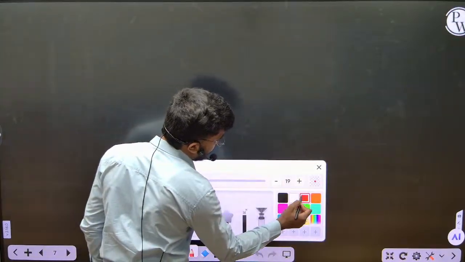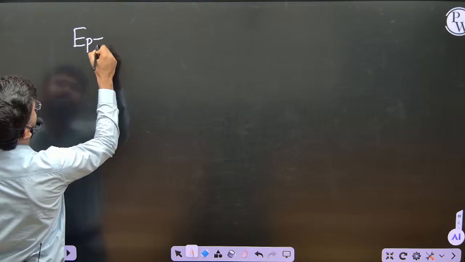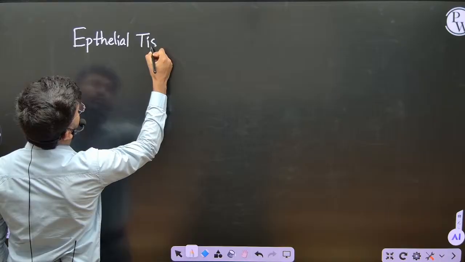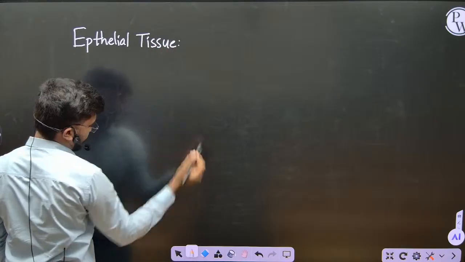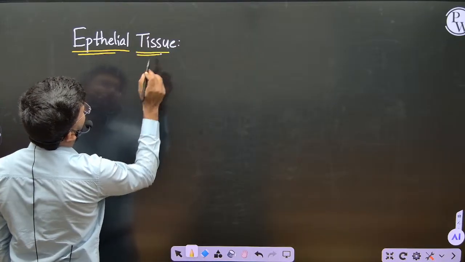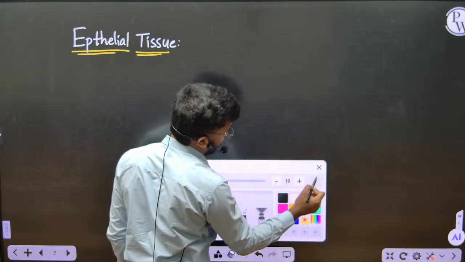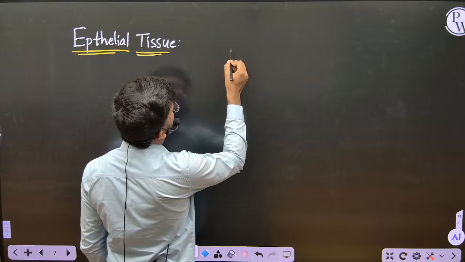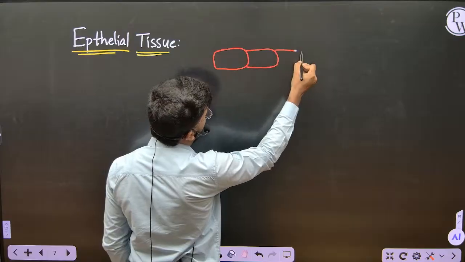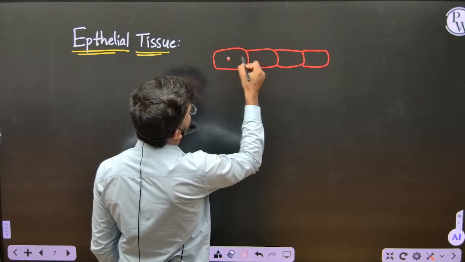Next type of tissue is epithelial tissue. Let us see how epithelial tissue looks. A tissue, as I already mentioned, is a group of cells which have a common origin, generally perform a similar function, and have some intercellular substances. Let's say it is one tissue.